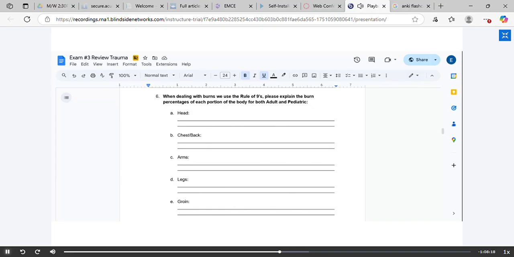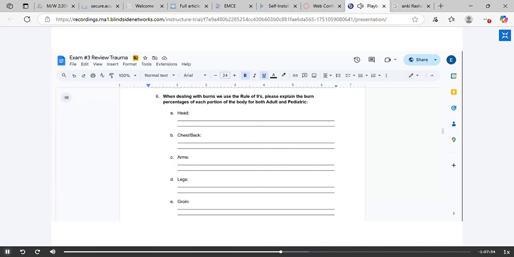If you look at figure 27-19, this is going to go over your rule of nines. Like I said, it's a quick way to estimate the amount of surface area that's burned. Basically, it divides the body into different sections, and the different sections are awarded a certain percentage. And it's by nines. Okay, so the rule of nines.